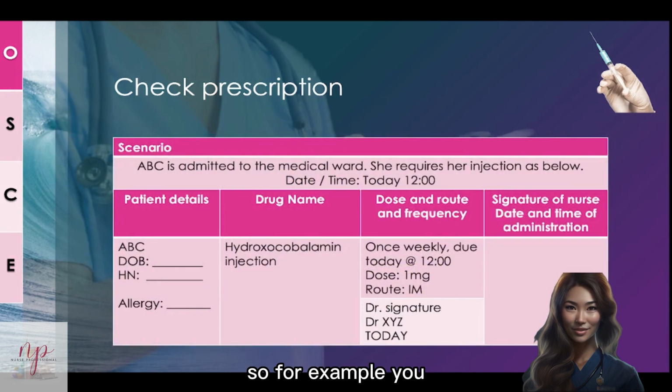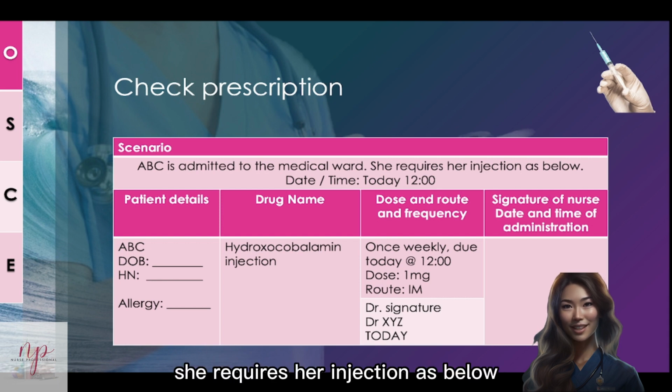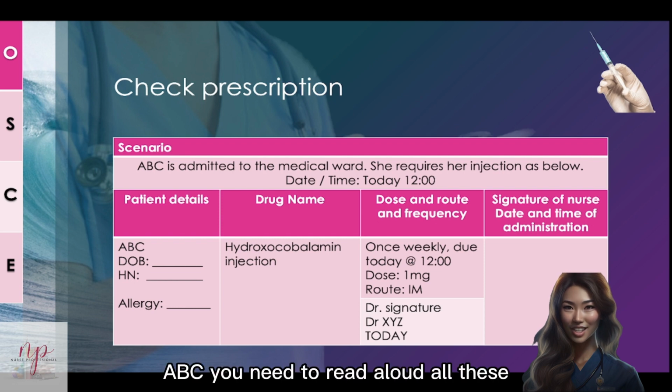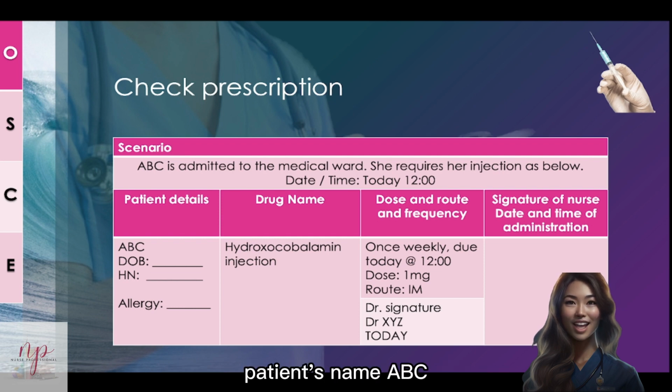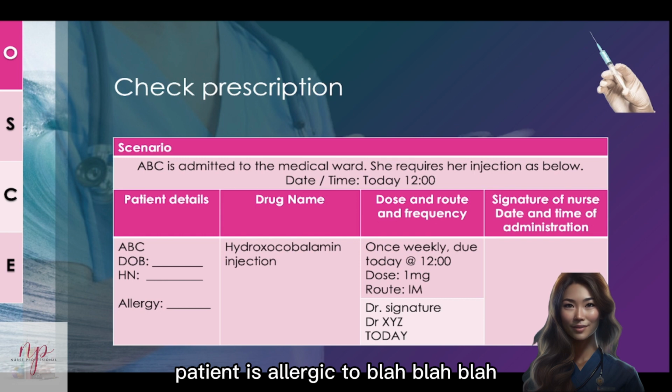So for example, you are given a scenario. ABC is admitted to the medical ward. She requires her injection as below. The date is today. The time is 12 o'clock. And then the patient's details. ABC, you need to read aloud all this. Patient's name ABC, date of birth, blah blah blah. Hospital number, blah blah blah. Patient is allergic to blah blah blah.